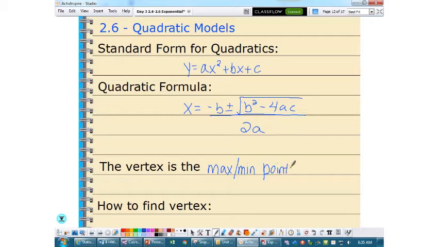And we can find the x-coordinate of it by having negative b over 2a. And then you can always find the y-coordinate of it by plugging that x back into the function, so f of negative b over 2a. We'll do some examples of those in class. So that's how you find the vertex, so that should go down there on the screen.